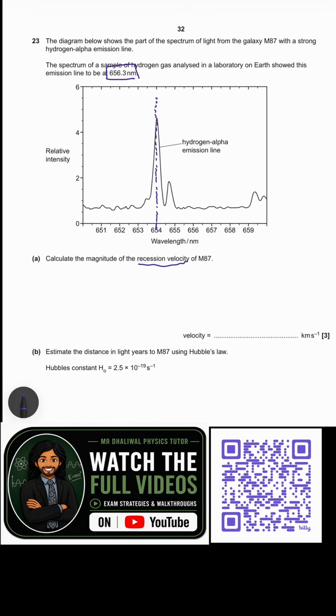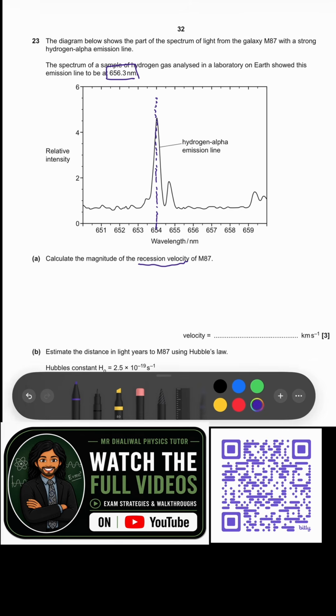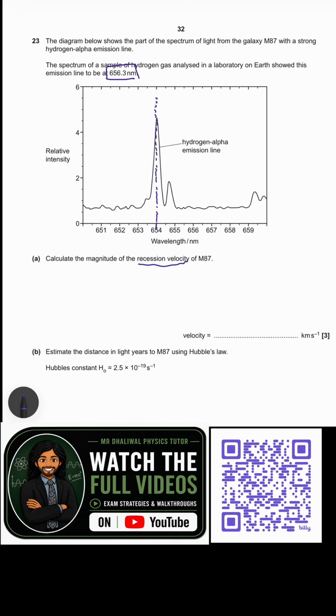I've got something about a recession velocity. Is this leading me towards anything? So I've got something about a wavelength. I've got original wavelength and a new wavelength. I've got something to do with the velocity. Oh yeah, actually, this has reminded me that the formula I've got to be using is change in wavelength over wavelength is going to be velocity over the wave speed. So I can just write that formula down.